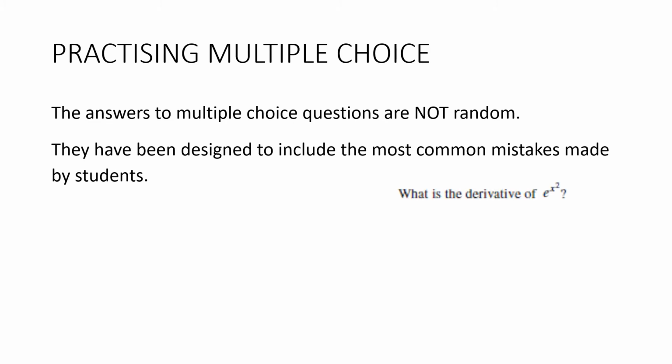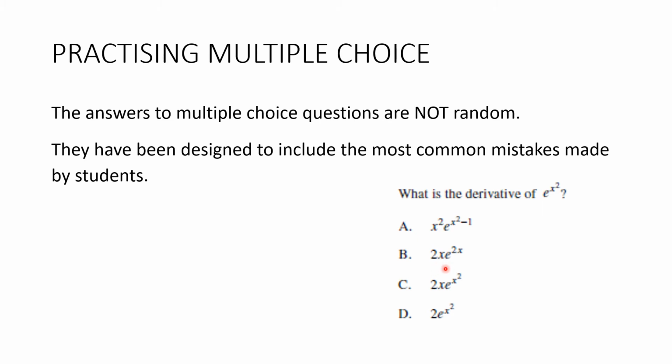Have a look at this question. What is the derivative of e to the x squared? Now hopefully you know that the answer is e to the x squared multiplied by 2x. Have a look at the other options. Let's have a look at where they come from. This one in particular is for the student who thinks that we use the power rule. So I'm going to bring down the x squared and then go e to the x squared take away 1. Okay, so that one's obviously wrong.